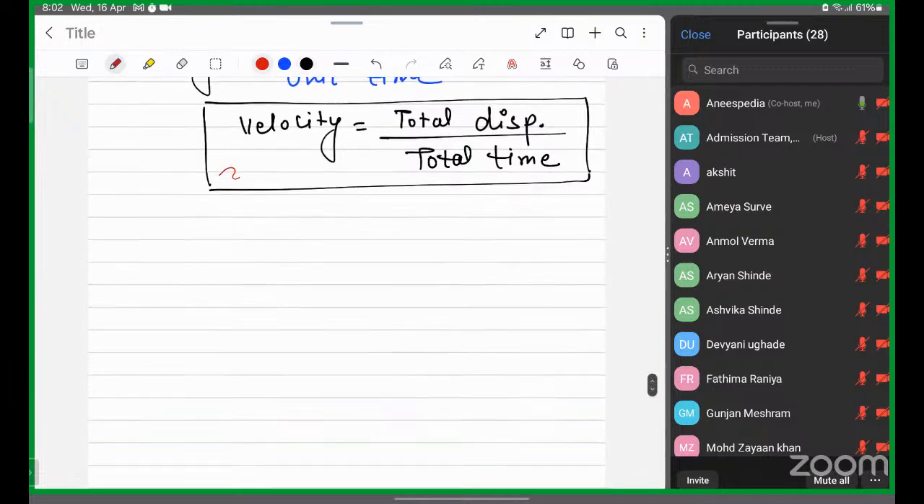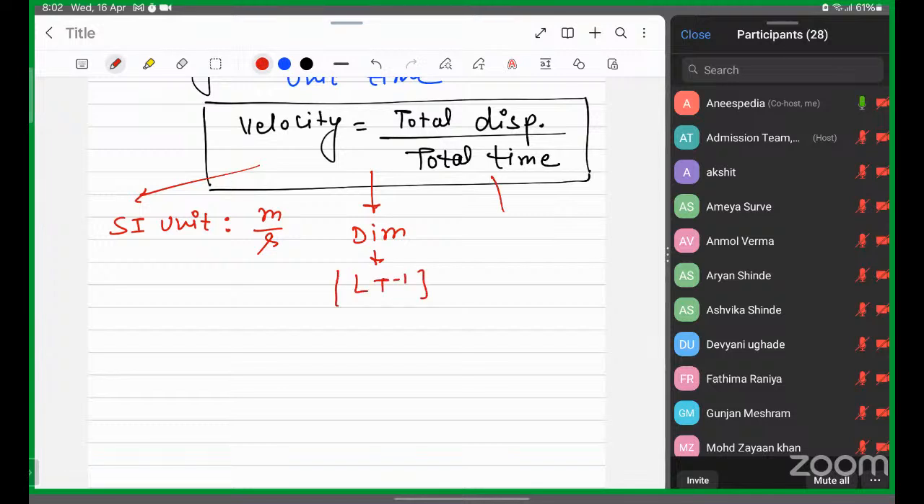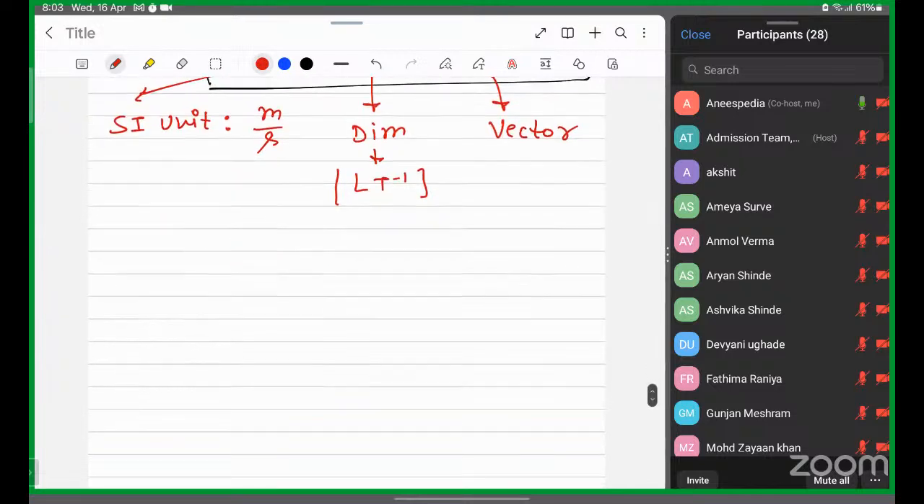What will be the SI unit for velocity? Yes, the SI unit for velocity is meter per second. Dimension: for displacement we have L, for time we have T, so this will be LT minus 1. And is it scalar or vector? Since displacement is a vector, velocity will also be a vector quantity. Understood?